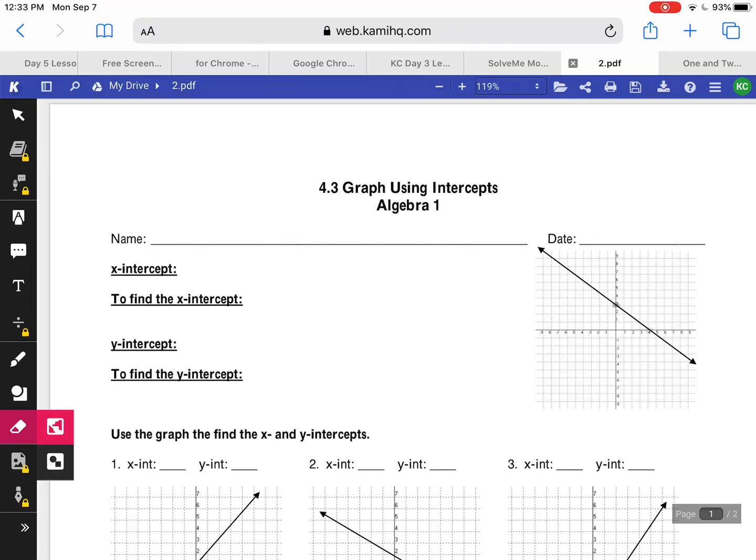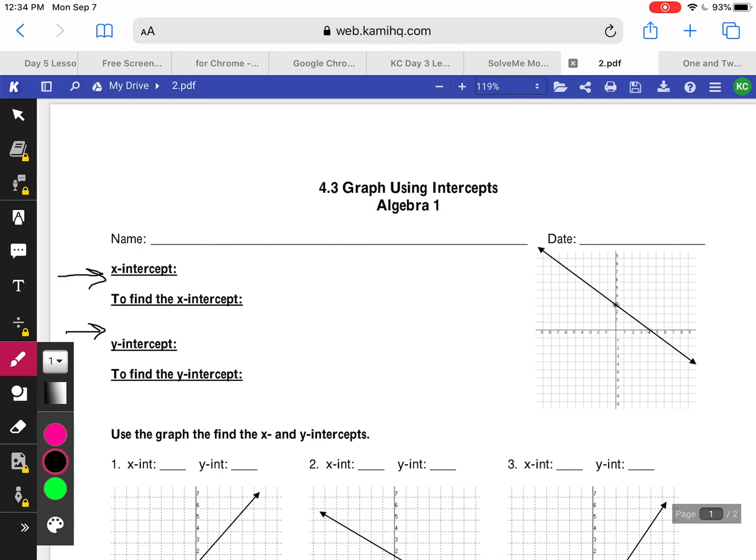Today we're looking at 4.3, graphing using intercepts. You can see that 4.3 is on page 225 in your book if you wanted to follow along with the book as well. So we're beginning here by looking at truly the x-intercept and the y-intercept. And with that, we can read a graph and we are able to find those x and y intercepts.